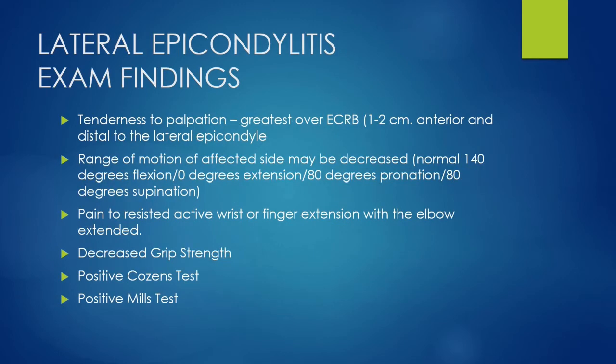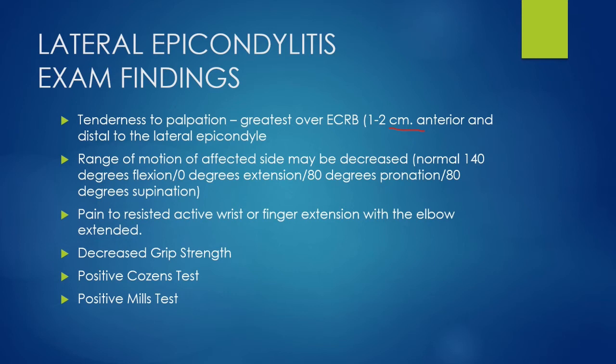Now, lateral epicondylitis is going to have some specific physical examination findings, typically involving tenderness to palpation greatest over the extensor carpi radialis brevis tendon, which is 1 to 2 centimeters anterior and distal to the lateral epicondyle. So why don't you go ahead and reach your finger over to your lateral epicondyle, move your finger 2 centimeters anterior and then 2 centimeters distal, and feel right into that soft connective tissue in there, and that's the tendon of the extensor carpi radialis brevis.